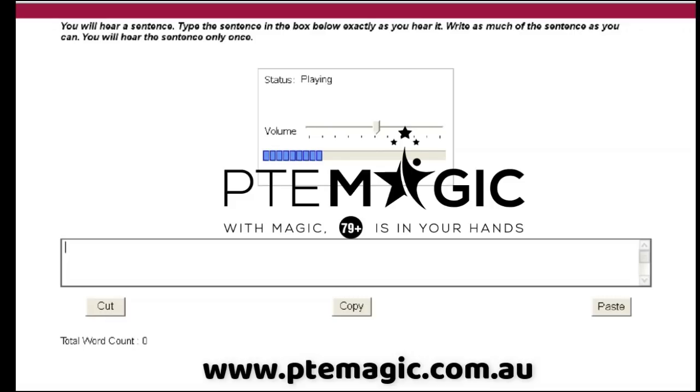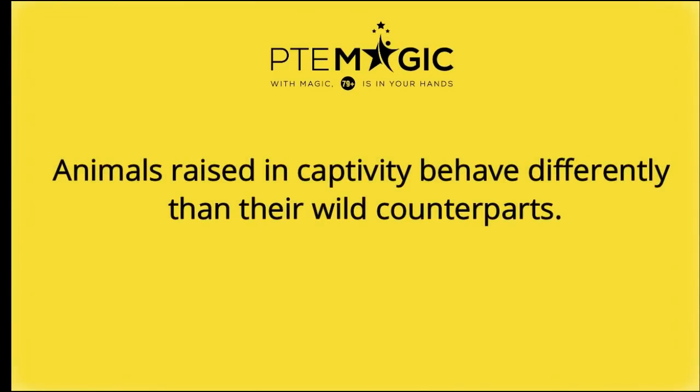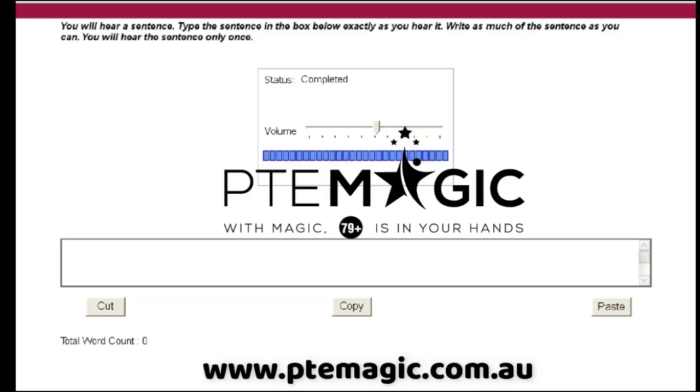Animals raised in captivity behave differently than their wild counterparts.